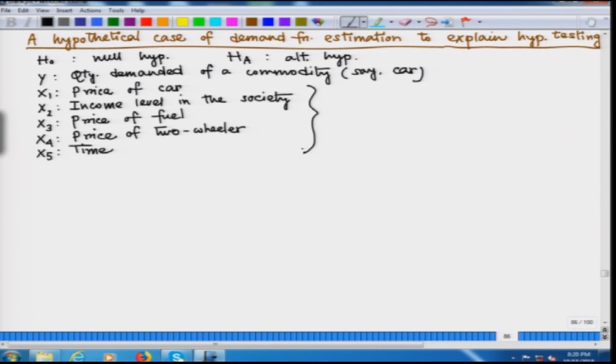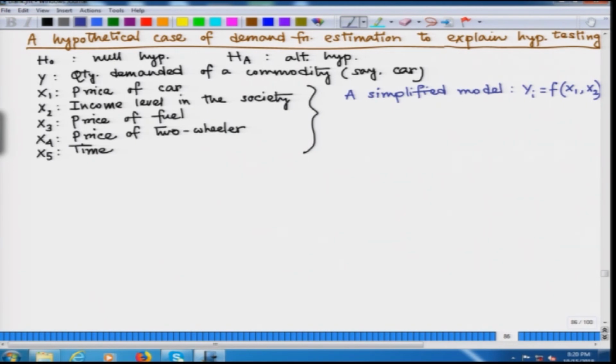So, a simplified model could be defined as y_i, where i is basically the number of observations that we have. That is basically the size of the sample, and I assume that it is a 2 variable regression model.